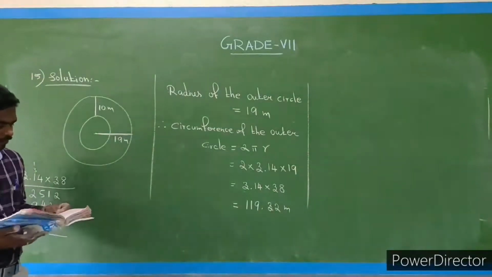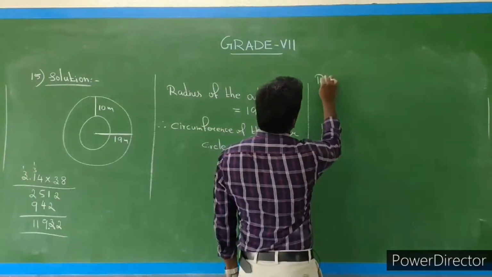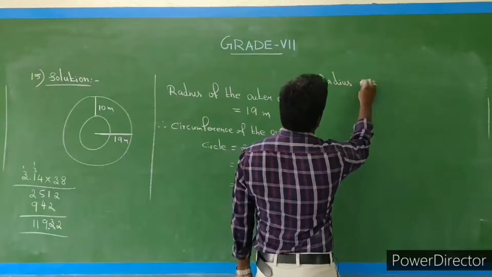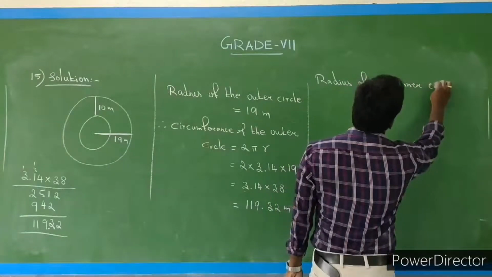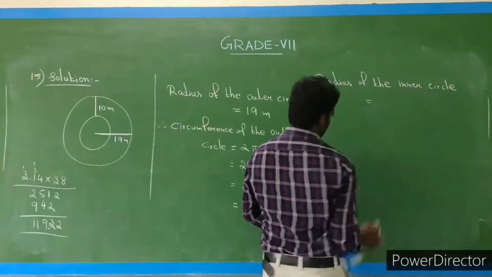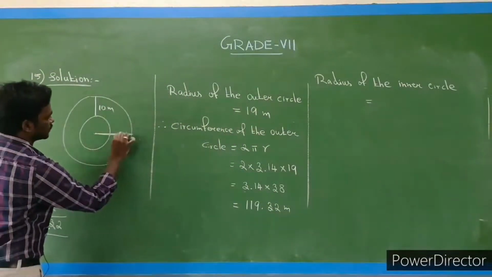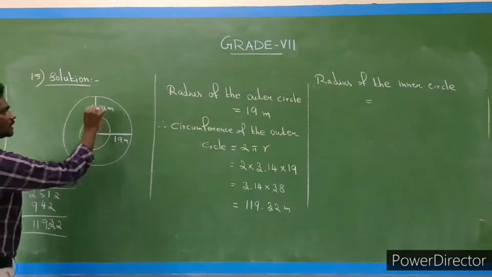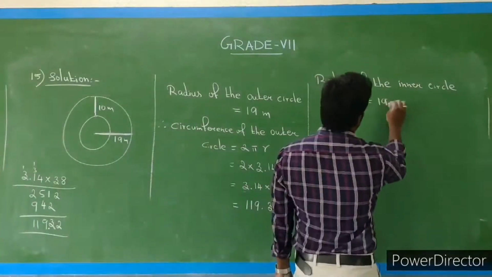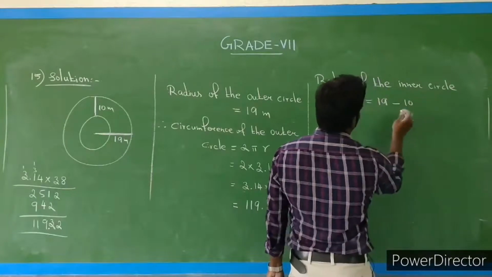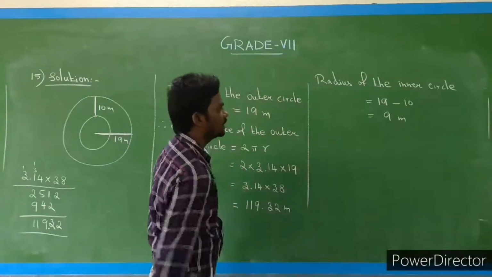Next, we have to find the circumference of the inner circle. First we have to find the radius of the inner circle. The total radius of the outer circle is 19 meter, so we can subtract 10 meter from this 19 meter. 19 minus 10 is 9 meter. So 9 meter is the radius of the inner circle.